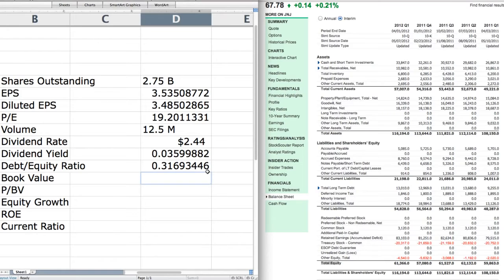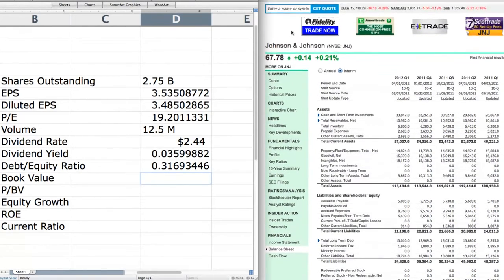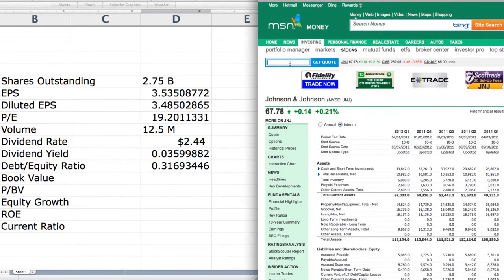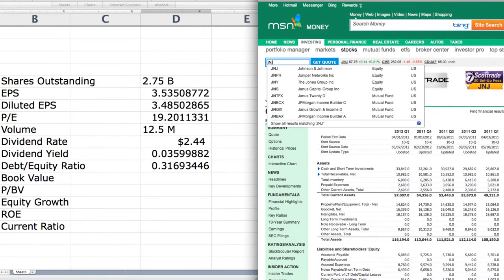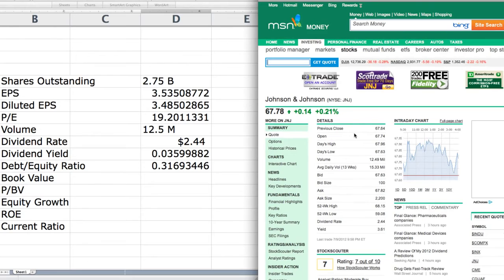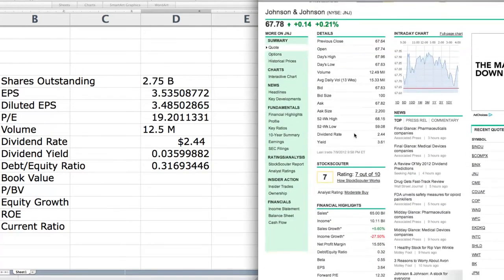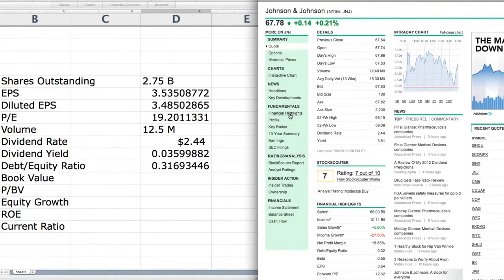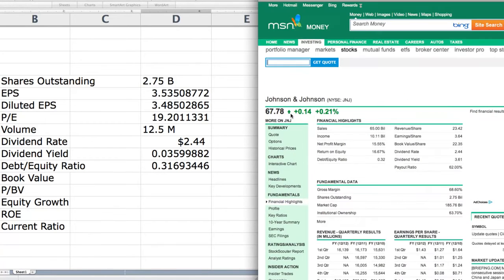So the next number is your book value. Now the book value isn't calculated off the top level, or it's not displayed on the top level page. So let's go to the top level page. Your book value isn't going to be listed here, but if you go to your financial highlights tab, you can go ahead and click on that.